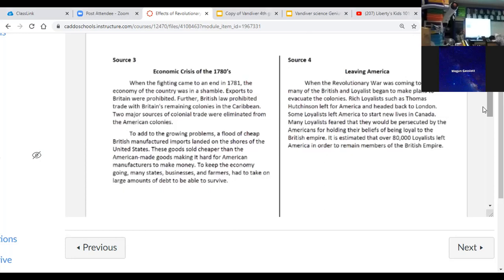Okay, so write about the economic crisis of the 1780s. This one I'm going to give you an extra minute for. Okay, economic means money, right?